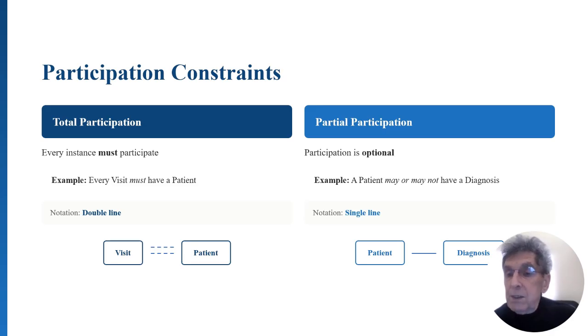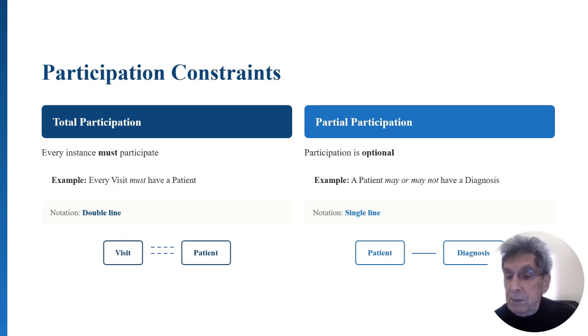Partial participation means participation is optional. Some instances participate, some don't. Example, a patient may or may not have any visits. A patient can be registered into the system without ever having visited. They exist, but they're not connected to any visits yet. Partial participation is shown with a single line.